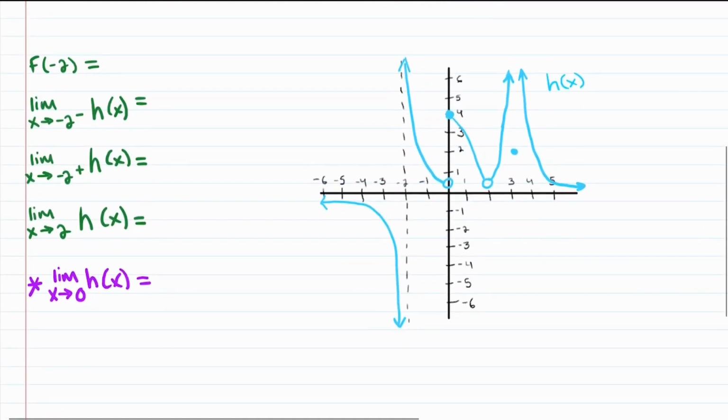Okay. Let's do this one on your own. So pause the video and take a minute to try to figure out each of these limits. Okay, now let's go through it together.